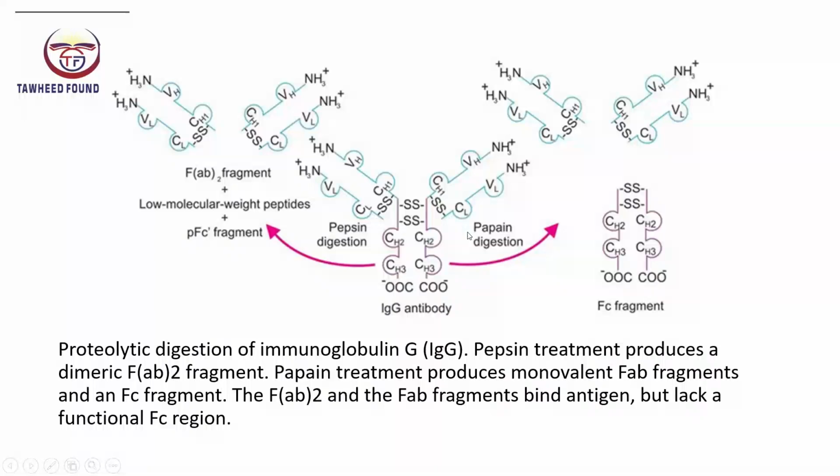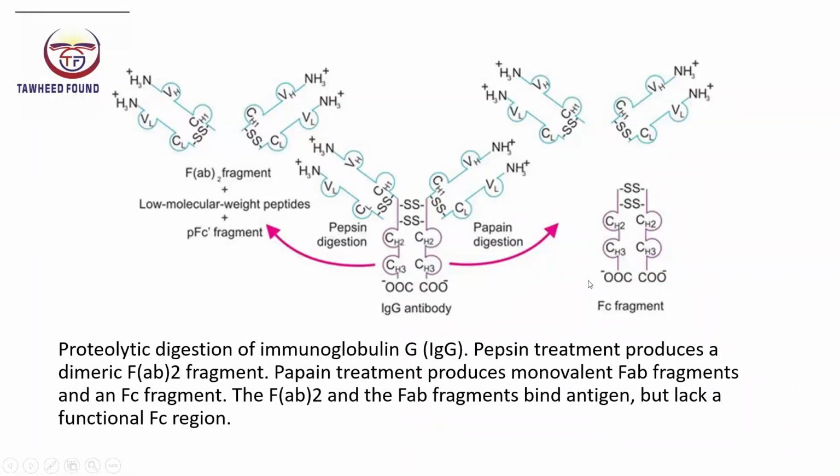So as you can see in this picture, papain cleavage produces two Fab fragments, that is monovalent, plus one Fc. Pepsin cleavage produces one F(ab')2 fragment, that is bivalent, with Fc degraded. Fab binds antigen; Fc is needed for biological function. Application: Fab fragments are used in diagnostic therapy.